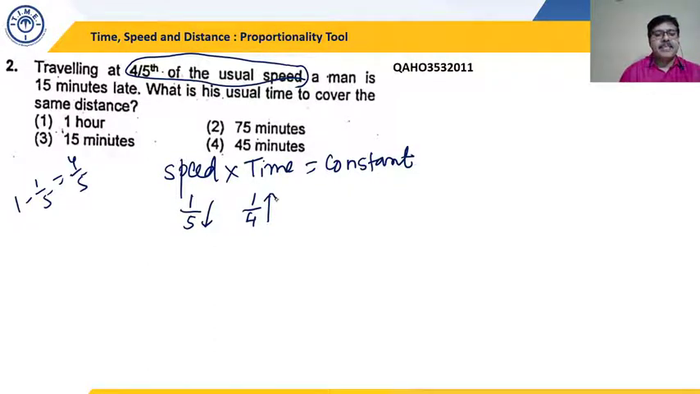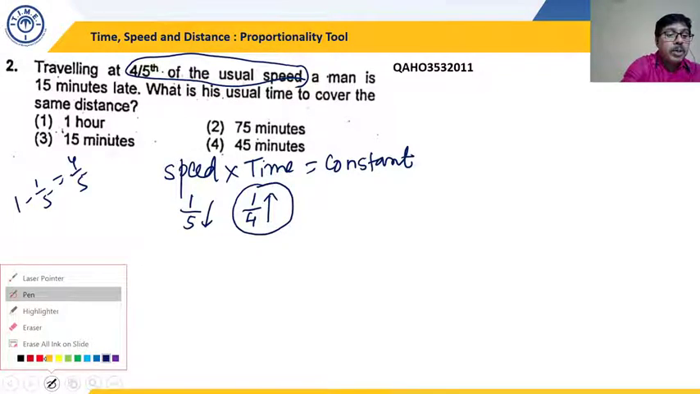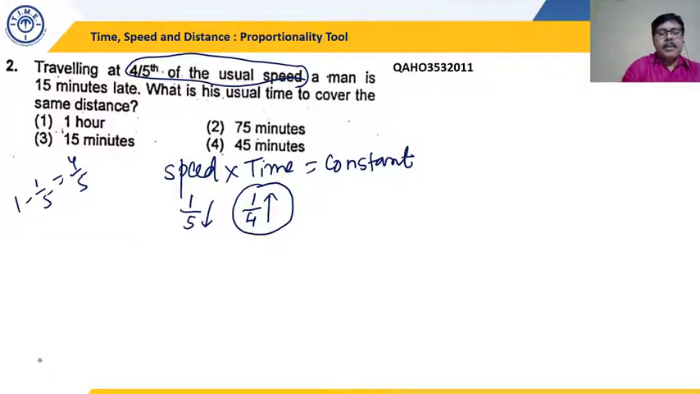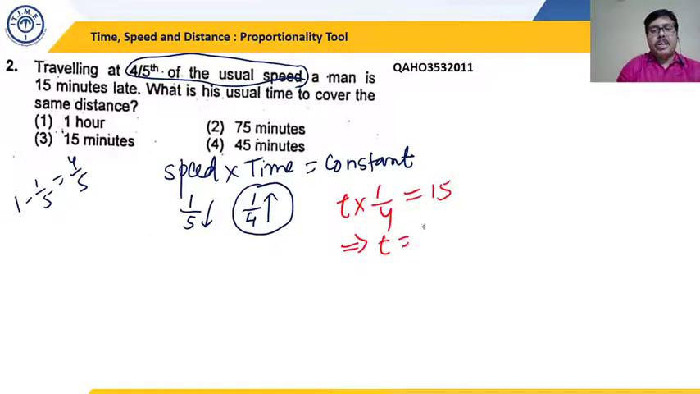Can I say? So 1 by 4 of what? What is your base? 1 by 4 of the original time, right? So if t is the original time, t into 1 by 4 is 15 minutes. Naturally, if the speed is less, then the time taken would be more. So t by 4 is 15. So what is the value of t? The original time is simply 60 minutes. Which option is correct? 1 hour is the correct answer option.